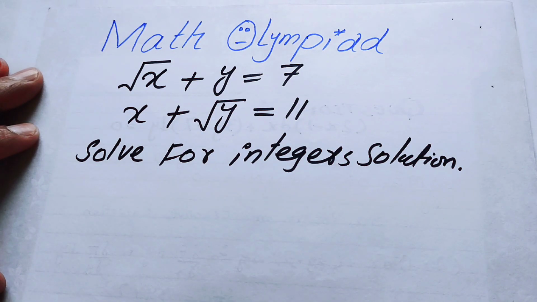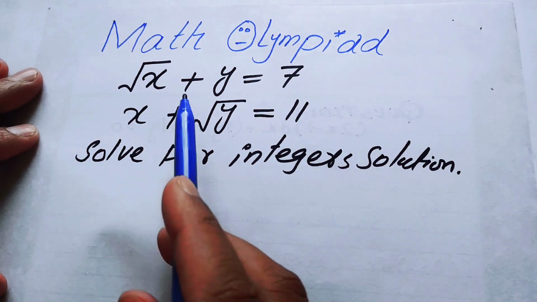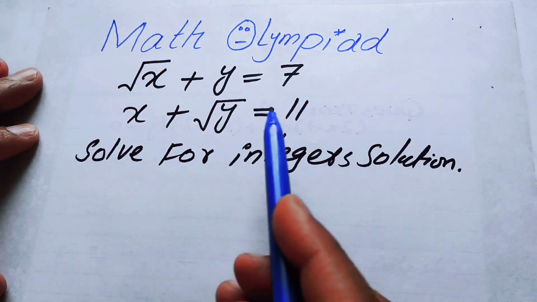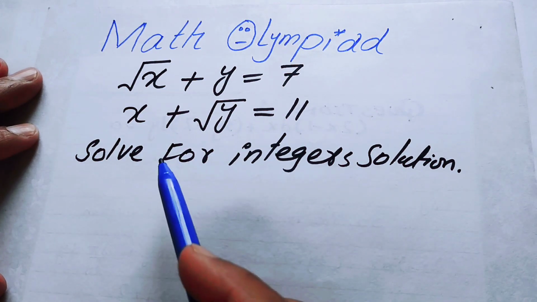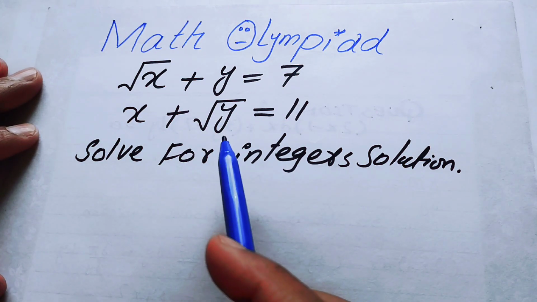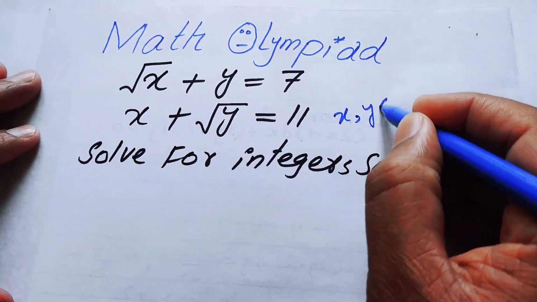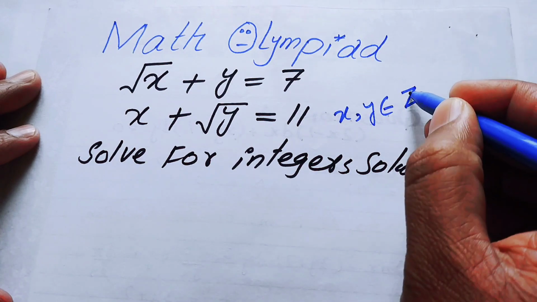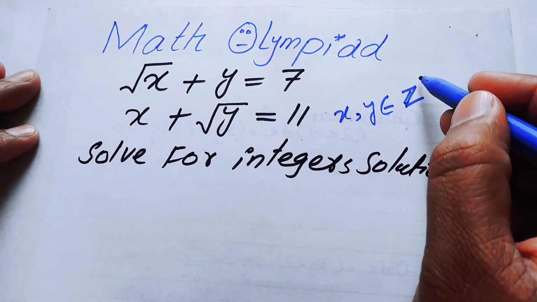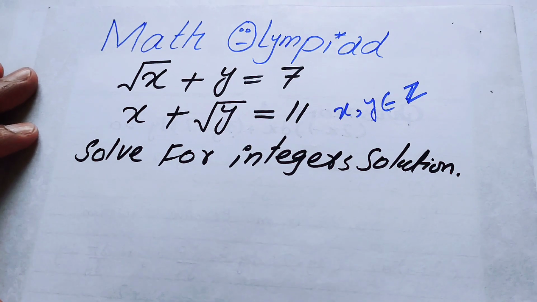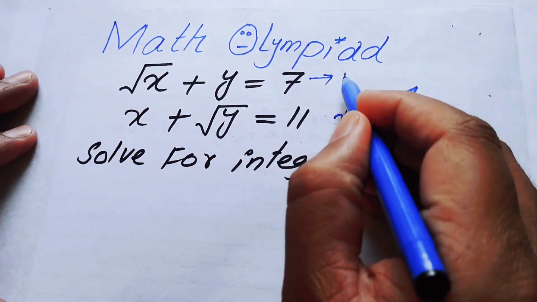In this video we are going to solve this nice algebra problem. Here we have the square root of x plus y equal to 7 and x plus the square root of y equal to 11, and we will solve for integer solutions, or I can just say that our x and y are positive integers or any integers.